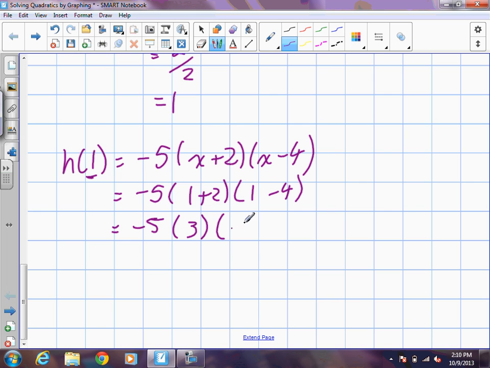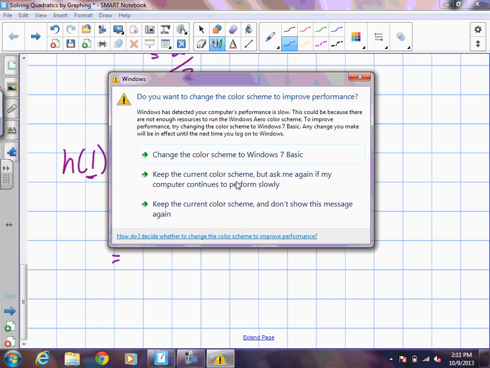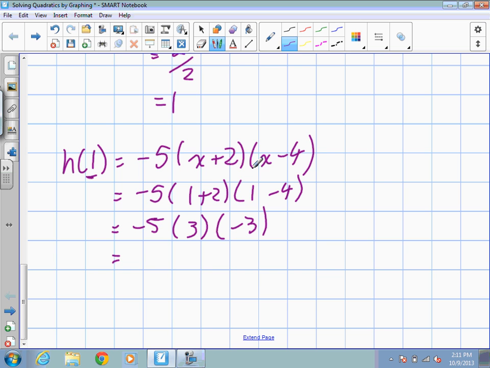What's a negative times a negative? And a positive times a positive? So we know we're going to have a positive answer. 3 times 3? 9. 9 times 5? 45. So what is the max height of this ball?